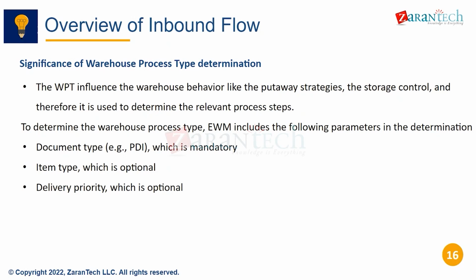So any different processes for different materials need to be defined in the warehouse. In that case, warehouse process type determination is the most mandatory setting we have to do. Any doubts, any query on this? And this determination of warehouse process type will be done based on your document type, item type, and delivery priority indicator. Also, you'll have some other parameters which we'll see in the system once we see the practical.